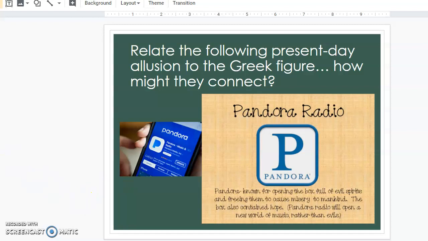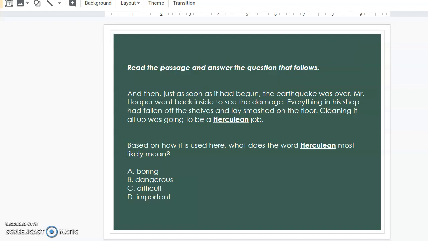All right, on the next couple of slides, I'm going to read the passage, and you're going to answer the question that follows, okay? There will be a discussion board created for you in today's lesson. So the passage is: And then just as soon as it had begun, the earthquake was over. Mr. Hooper went back inside to see the damage. Everything in his shop had fallen off the shelves and lay smashed on the floor. Cleaning it all up was going to be a Herculean job.